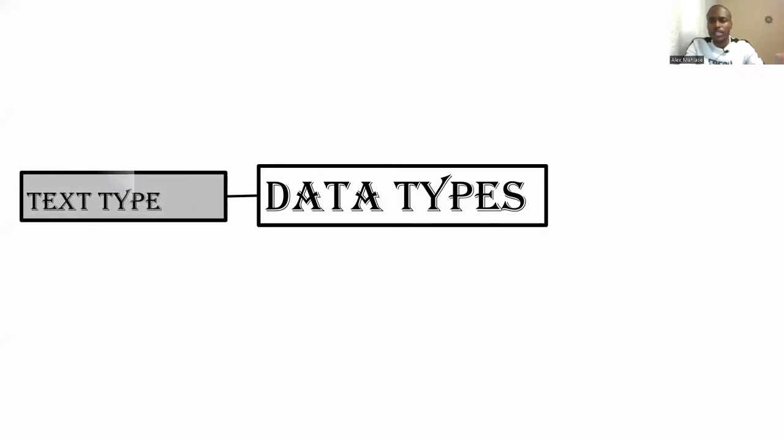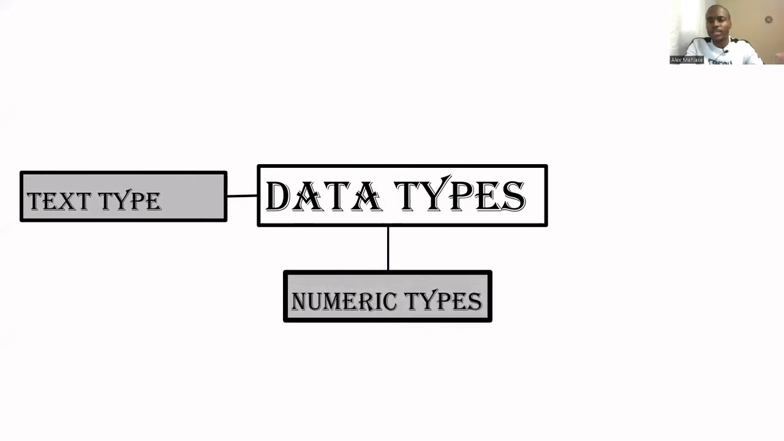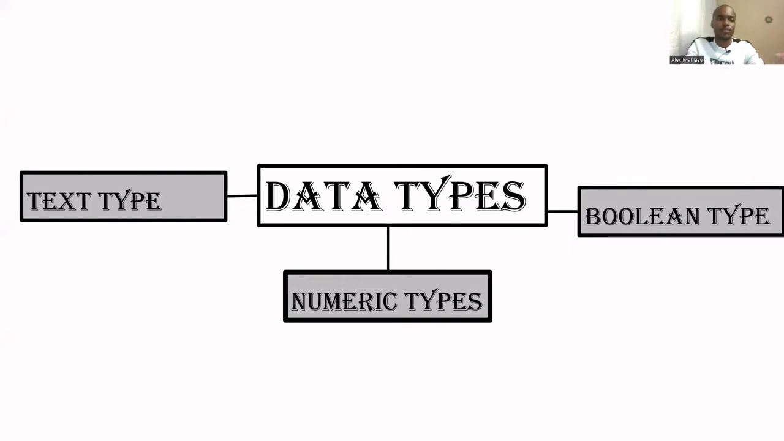Good day. In this video, we're going to talk about data types. The first data type we will look at is the text type. The second one is the numeric type. The third one will be the Boolean type. Under the text type, we will look at the string type, str.